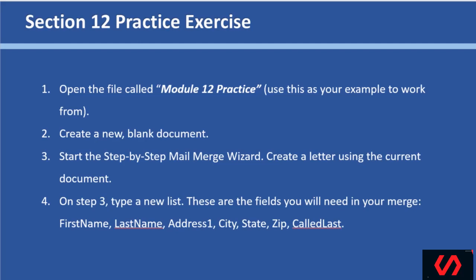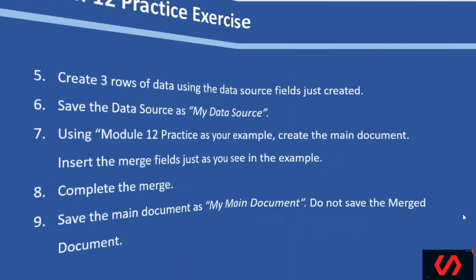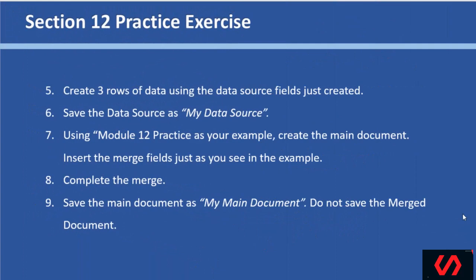I'd then like you to create a new blank document, and I want you to utilize the step-by-step mail merge wizard, and I want you to create a letter using the current document. When you get to step 3, I want you to type a new list, and these are the fields that you will need in your merge: first name, last name, address 1, city, state, zip, and called last. I'd then like you to create 3 rows of data using the data source fields just created.